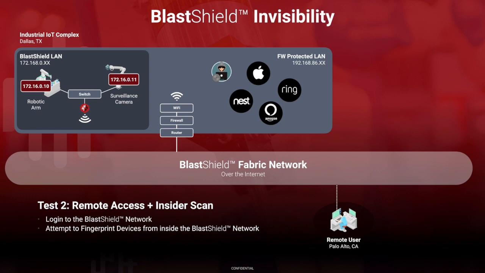Let's move on to a second test. Now, let's pretend that we are connected as a remote user into this BlastShield network. And so what we're now going to do is log into the BlastShield network and attempt that same fingerprinting. So now we would be maliciously attempting a scan from within the invisible portion of the BlastShield LAN. Let's see what that workflow looks like.